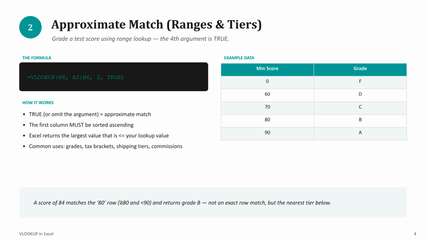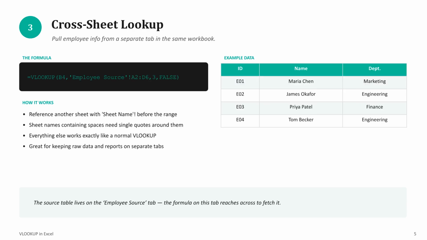This pattern shows up constantly. Grading scales, tax brackets, shipping cost tiers, sales commission levels. Anytime you're bucketing a number into a range, this is the tool for the job. Next, let's talk about looking up data that lives on a completely different tab.